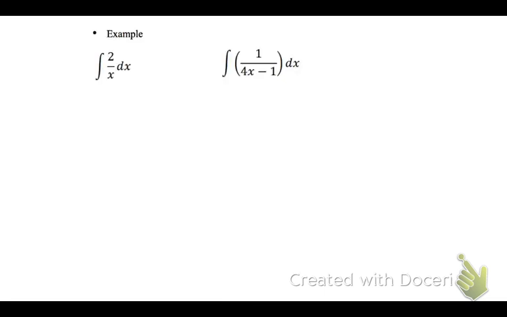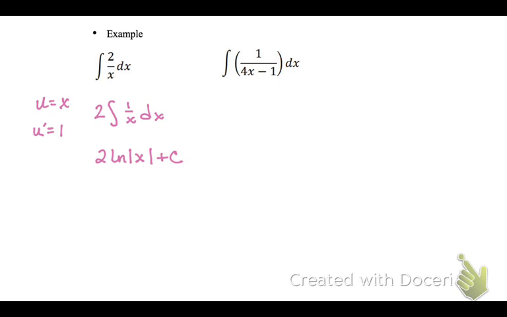Okay, so we have 2 over x dx. So u would be? U is x, because it's a denominator. And u prime would be 1. So in order to get that, it was 2 times, and then it would be 1 over x dx. And so since we have u prime over u, we just have 2 times the natural log of the absolute value of x plus c.